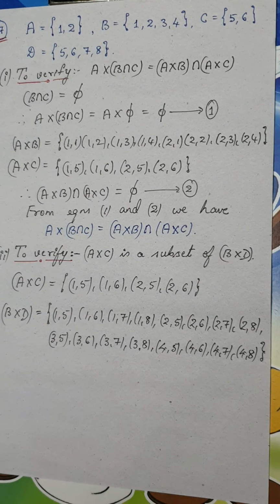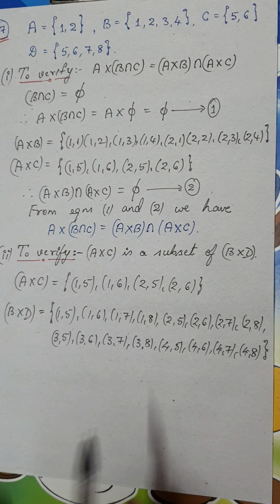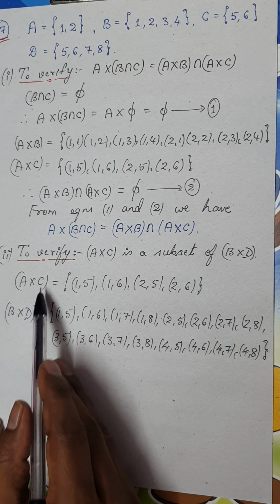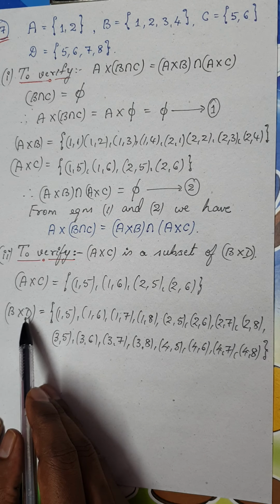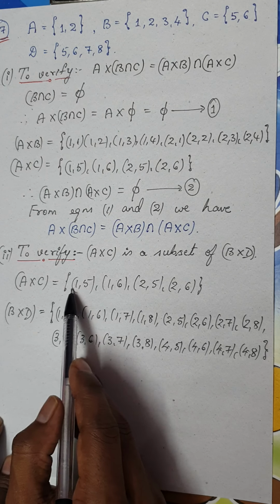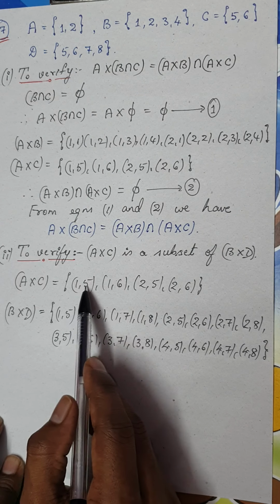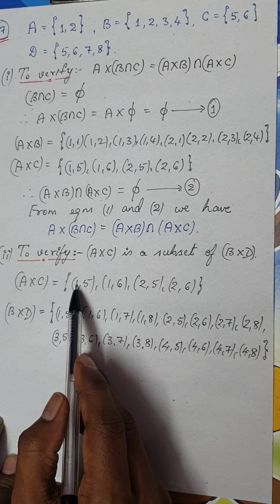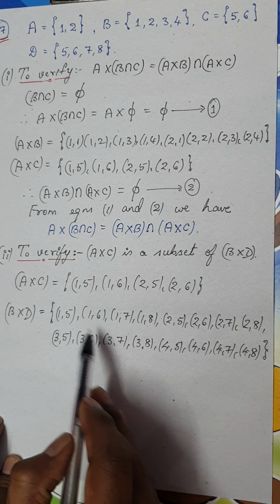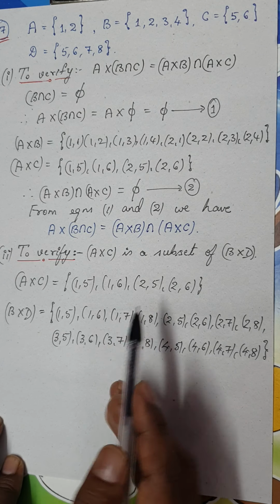Now check when will I call A cross C to be a subset of B cross D? When every element in A cross C is contained in, or present in, B cross D.